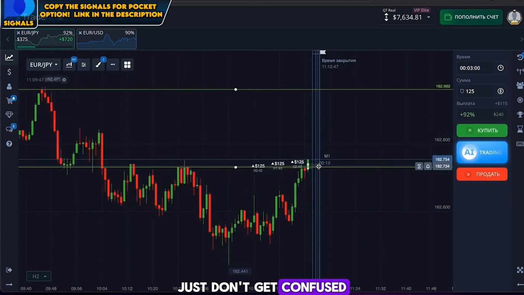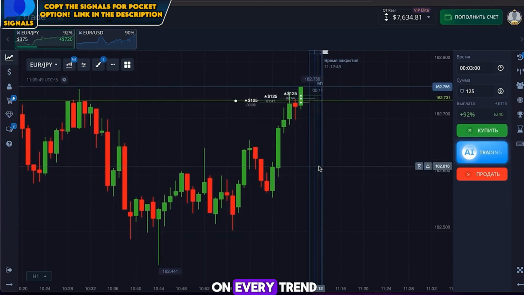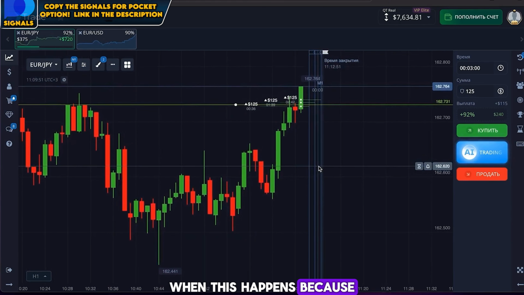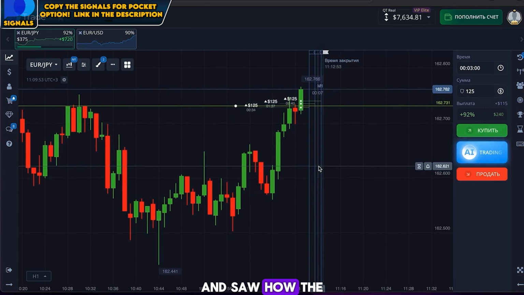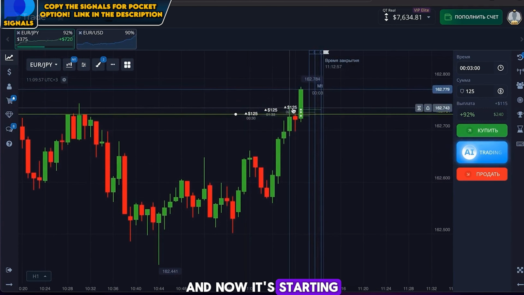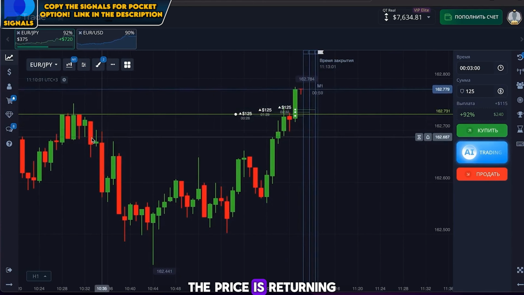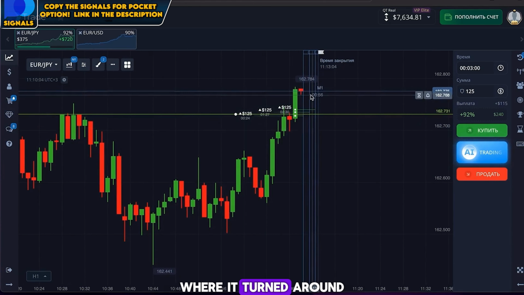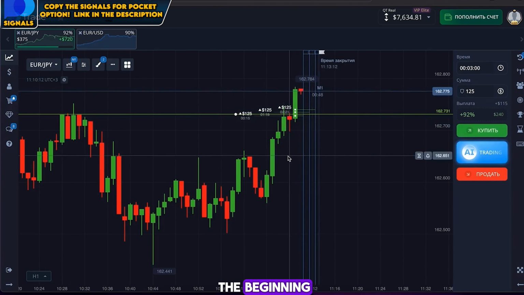Just don't get confused. You shouldn't open trades on every trend when this happens. Because we just did an analysis and saw how the price compensates for itself. And now, it's starting to compensate and break through the previous maximums. The price is returning to the previous points where it turned around. That's why it's convenient for us to open trades here, and it will be very good for our trades to break out upwards. We just opened at the beginning.